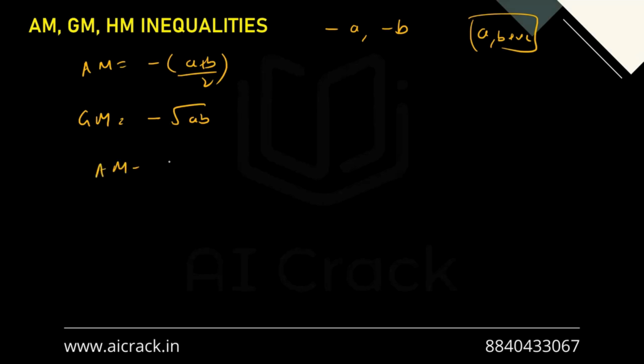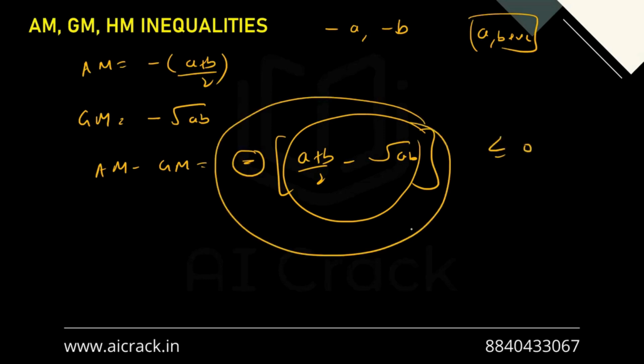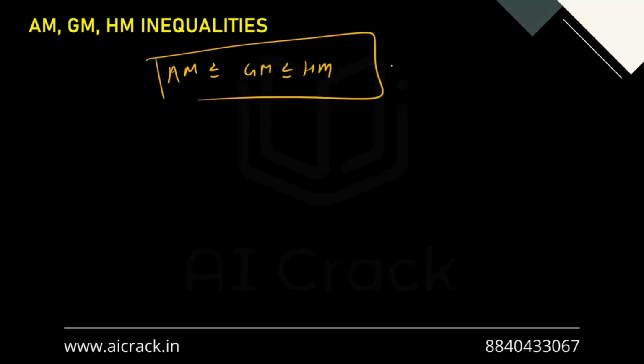So if we talk about AM minus GM over here, that would be minus of (a plus b) by 2 minus root ab. And we talked about this in the previous example, that this term is always either positive or equal to 0. So with the negative sign outside, this entire term actually becomes less than or equal to 0, right? So for negative numbers, the inequality changes. For positive numbers, the inequality is this, and for negative numbers, the inequality is this. So for negative numbers, we can conclude that AM is less than or equal to GM is less than or equal to HM. Simple, right? Now you can extrapolate this for n numbers as well.